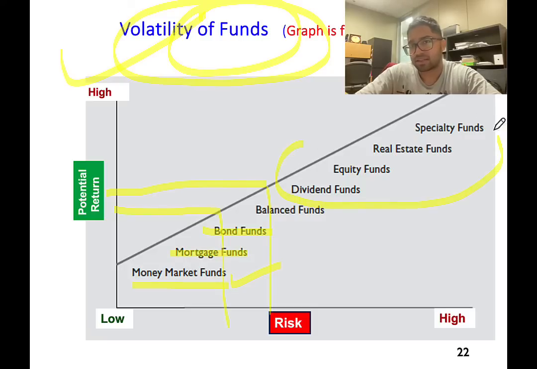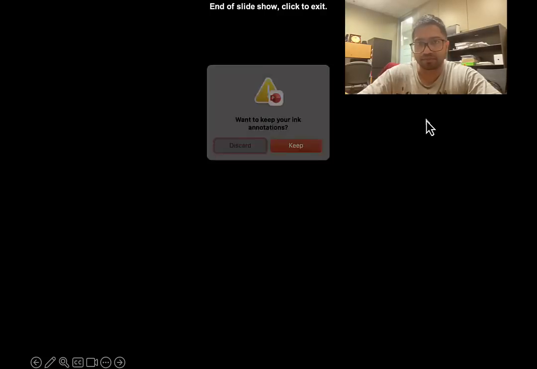From here, riskier funds start. Dividend funds focus on mature dividend paying companies. Risk is higher than balanced, lower than equity. Returns are somewhere in between. Equity funds. Then real estate funds invest in real estate, they buy properties, residential or commercial, with higher risk than equity. And then you have specialty funds, the highest risk product. So that completes the chapter.